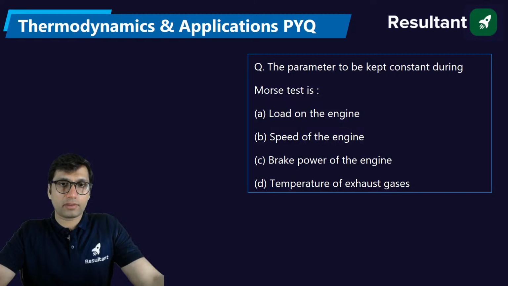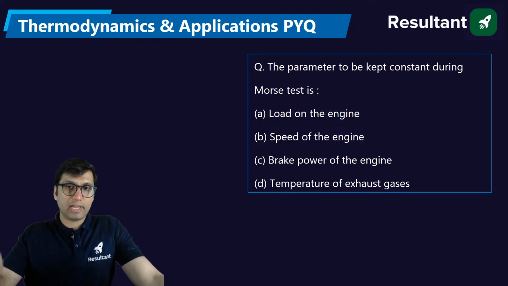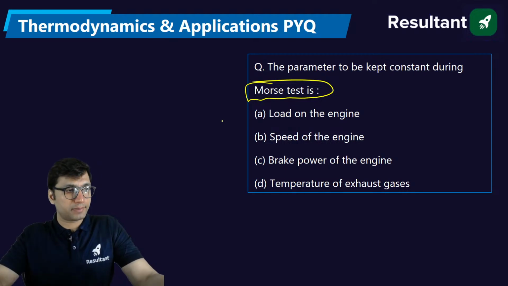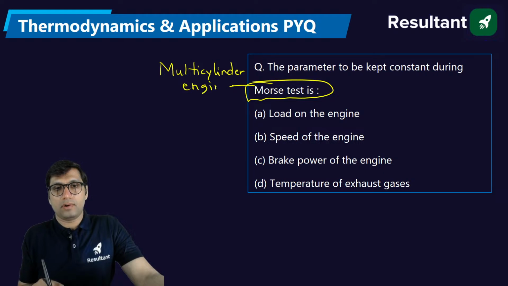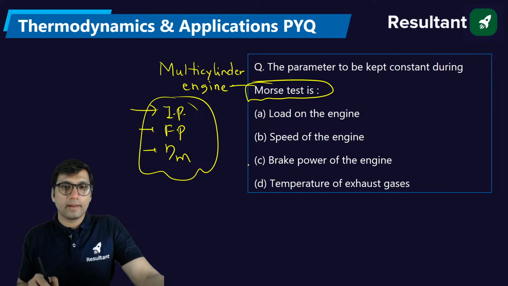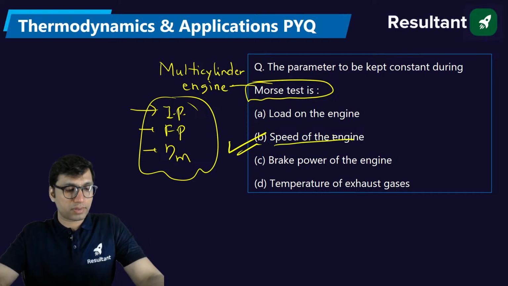The parameter to be kept constant during the Morse test. Last question, my dear students. When you conduct the Morse test, what parameter remains constant? Morse test is basically done for a multi-cylinder engine. It is done to find the indicated power, then friction power, and then mechanical efficiency of a multi-cylinder engine. And while doing this Morse test, the speed of the engine is kept constant. Okay.